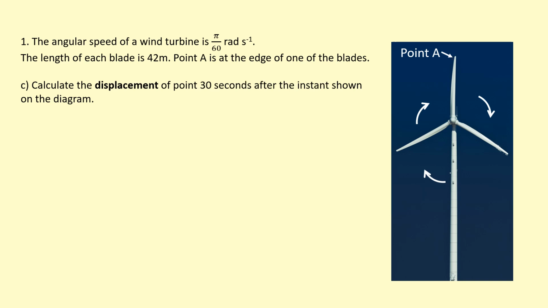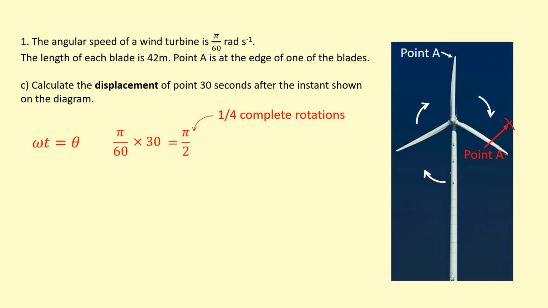Okay, what about a different point? Let's say 30 seconds after the instant shown. Again, I'm going to use this equation. I'm going to take the omega and times it by 30 seconds this time. That gives me pi over 2. Now that's a quarter of a rotation, 90 degrees basically. So after a quarter, it's going to be right over here at this point there.